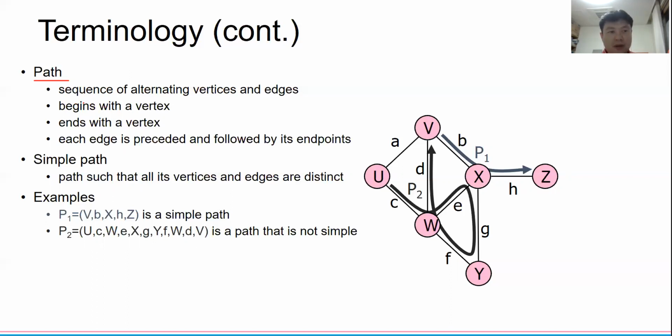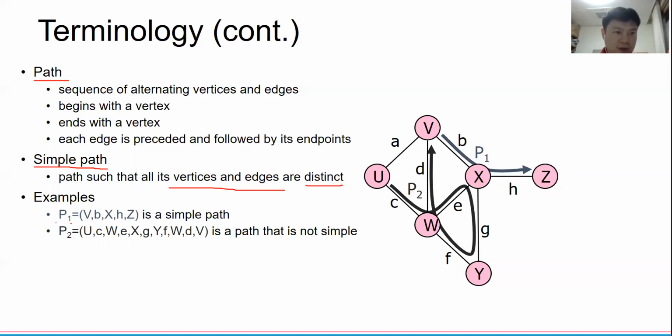If it is a simple path, it means it is a path such that all its vertices and edges are distinct. So the key point is distinct. Distinct is unique. So there will be no repetition on the edges and the vertices.